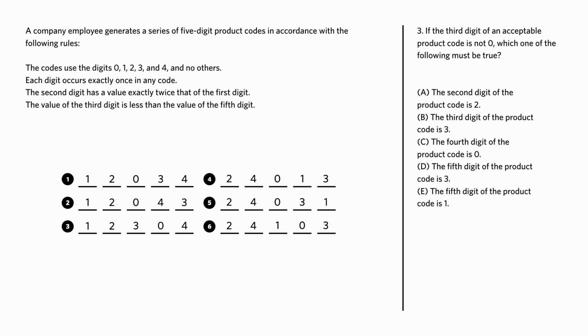Here's the third problem. For this question, we're told that the third digit is not 0, and so we know that we're dealing with frames 3 and 6. In these frames, A, B, D, and E don't have to be true, but C has to be true in both frames, and so C is the correct answer.